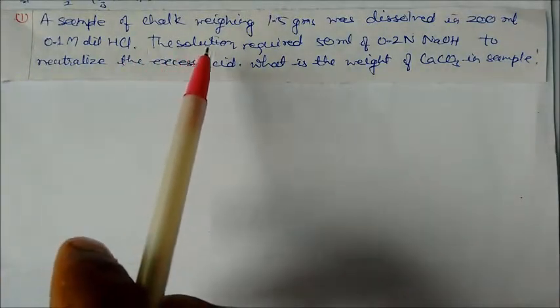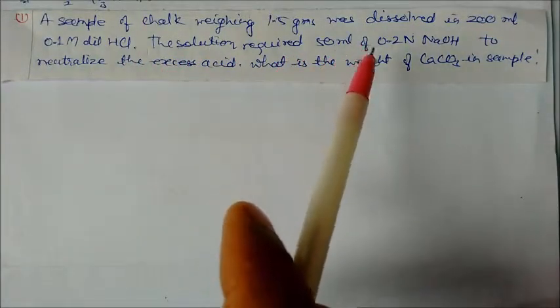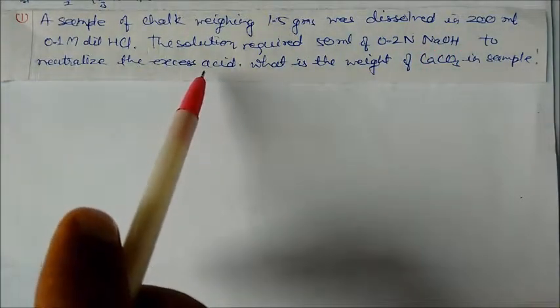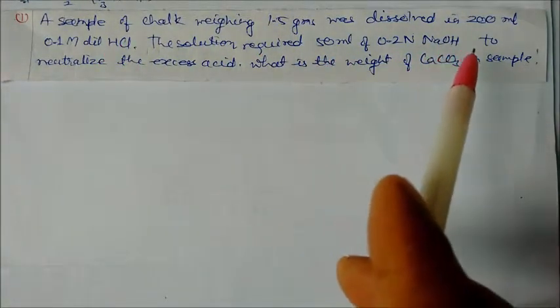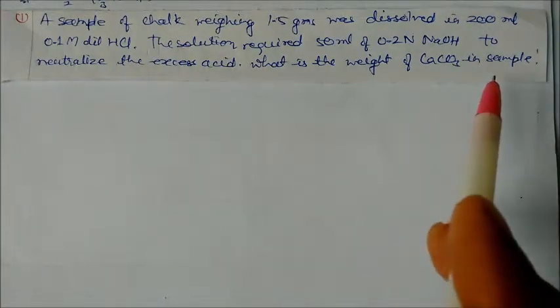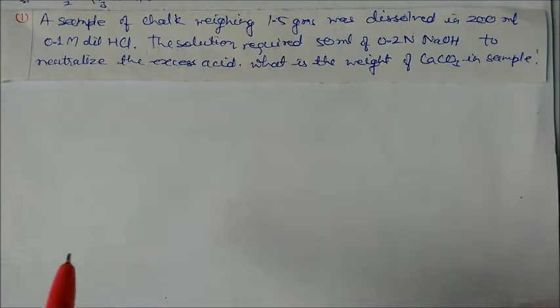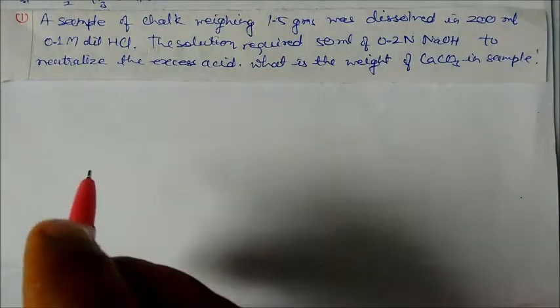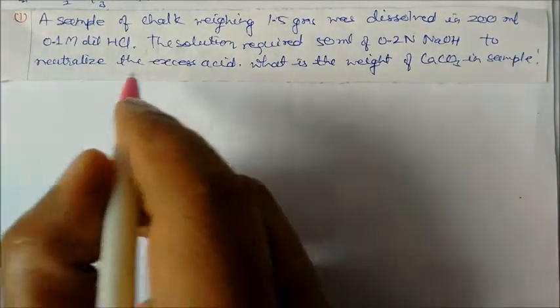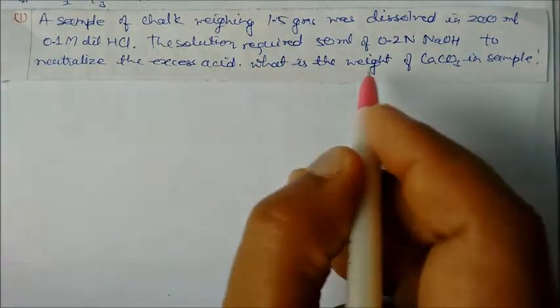Now after the reaction, the solution requires 50 ml of 0.2 normality sodium hydroxide to neutralize the excess acid. So the remaining acid is neutralized by the sodium hydroxide. Now they are asking what is the weight of the calcium carbonate in the sample. So here we use the concept of the law of equivalence. Initially, what is the milliequivalent of calcium carbonate?